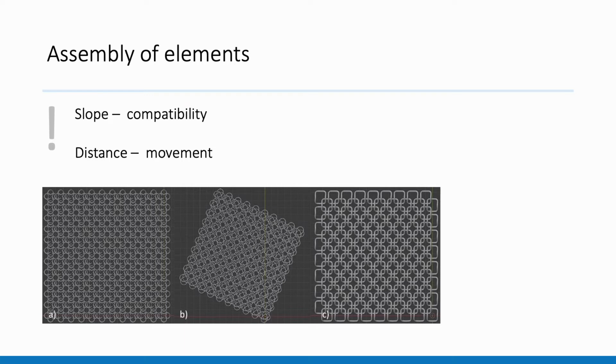Further on, we connected those single elements into a textile-like structure where we had to be careful about two things. Firstly, the slope of the elements, and secondly, the distance between the elements. The slope allows us compatibility, so the elements fit together, and the distance between the elements allows us movement.